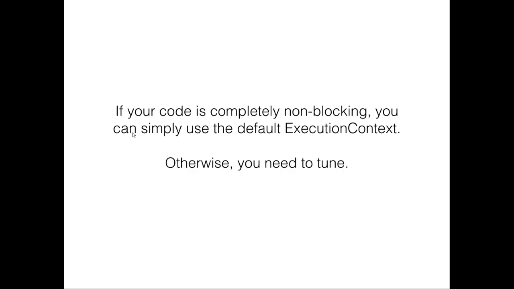So really, if your code is completely non-blocking, you can simply use the default execution context. You don't have to worry about it. If you're non-blocking, that's what Play is designed for. Use the default execution context, you're golden. The thing is, in any non-trivial enterprise app, you're going to need to tune. You're going to do some blocking I/O. You're going to do something that's memory hungry. You're going to want to start to divide up your work into different types of work, and I'll get to that now.